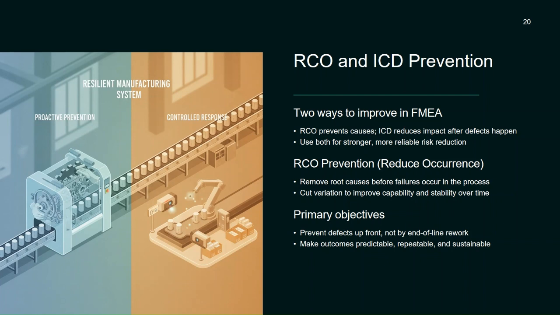So RCO prevents the causes. ICD reduces impact after defects happen. Use both for stronger reliability. The primary objective of RCO, reduce occurrence, is to let it not happen at all. In other ways, we call this poka-yoke.